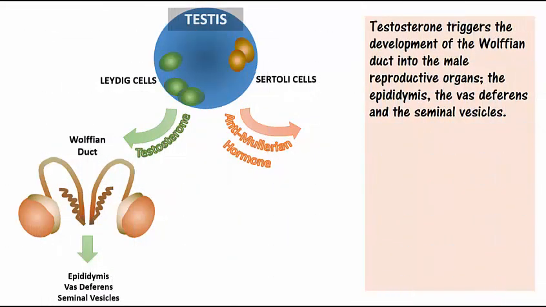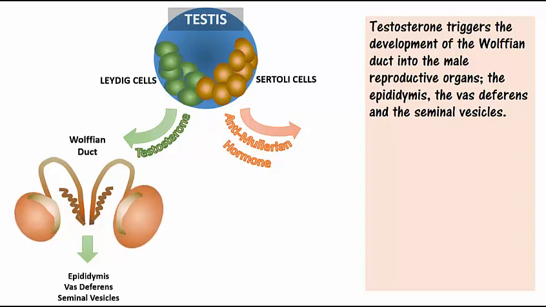anti-Mullerian hormone, or AMH. Testosterone triggers the development of the Wolffian duct into the male reproductive organs, the epididymis, the vas deferens, and the seminal vesicles.